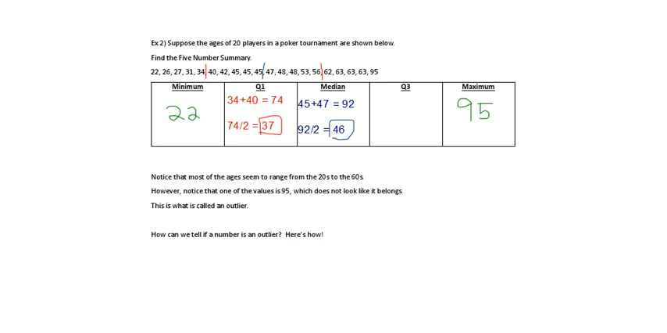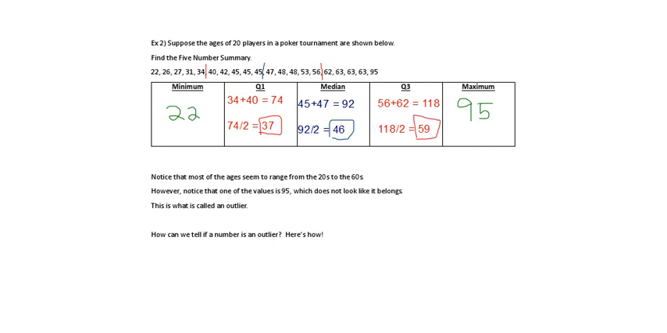And now for Q3. For Q3, I'd like to do 56 plus 62, which is equal to 118. And then do 118 divided by 2, which is equal to 59. And we have our Q3.